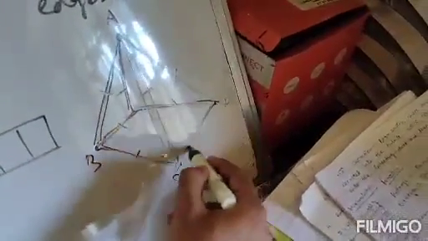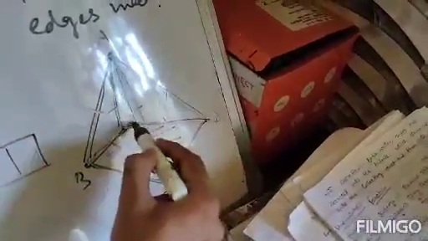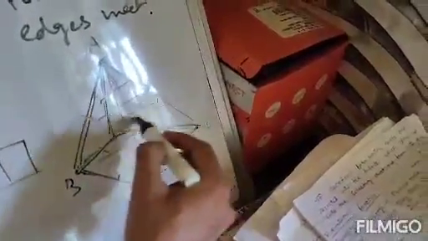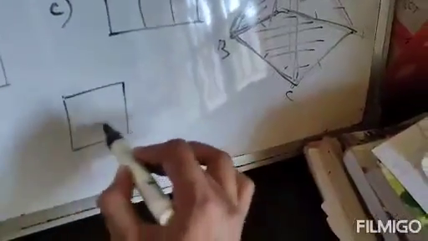Next one, face. Face is a plane surface of the solid. That means this is a face. This is a face. This is one type of face. Consider this face. This is a face. Next, this one is your face. So there are 3 faces. Clear? Take another example.